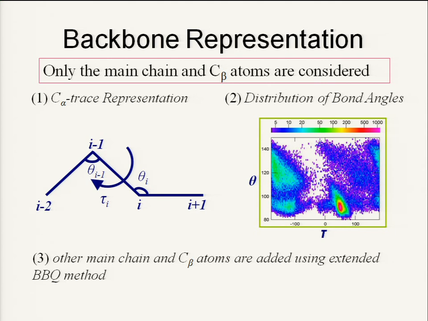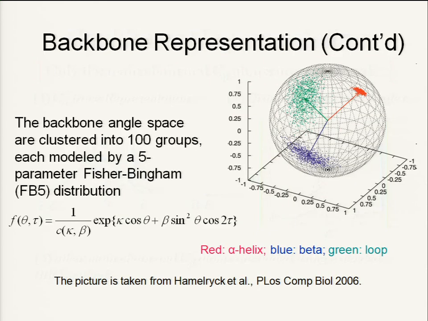Once we have the C alpha atoms in the backbone, we can add the other main chain and the C beta atoms using the extended BBQ method. The theta-tau pairs we use in CNFfolder and CRFfolder are actually those backbone angles clustered into 100 groups, and each group is modeled by a 5-parameter Fisher-Bingham distribution. You can see this distribution more clearly from this graph.